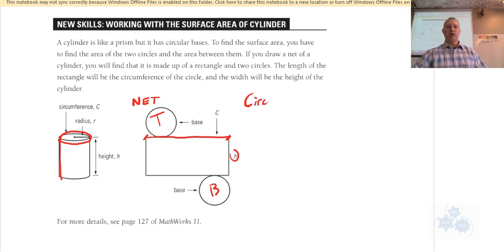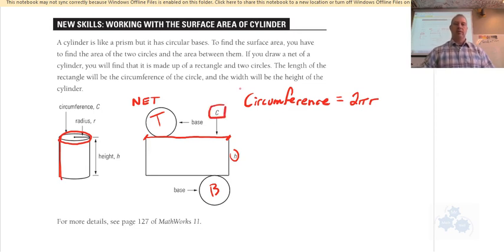Okay, it's the circumference. And that is equal to 2 times pi times the radius. That's what this C is right here. 2 pi r, or pi times the diameter, because that's what 2 times r is. So either one of those is fine, but that's how you find the length of this wraparound piece. Okay, the circumference of the circle.